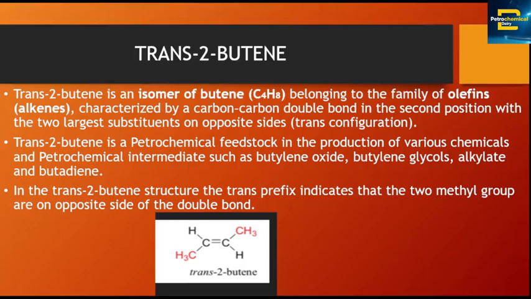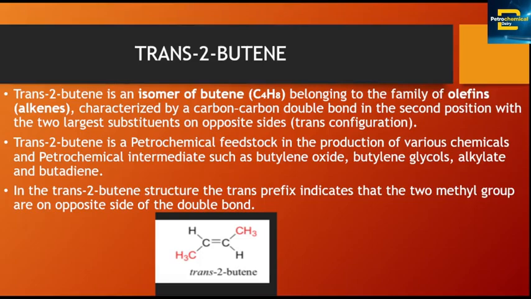The methyl groups are on opposite sides, while in cis-2-butene, the methyl groups, which are the CH3 groups, are on the same side. So trans-2-butene is a petrochemical feedstock in the production of various chemicals and petrochemical intermediates such as butylene oxide, butylene glycols, alkylates, and butadiene.